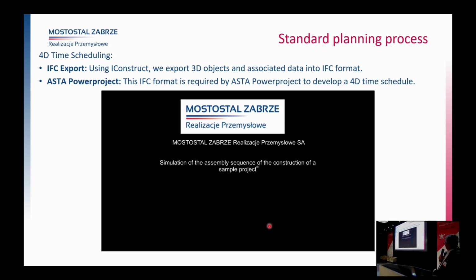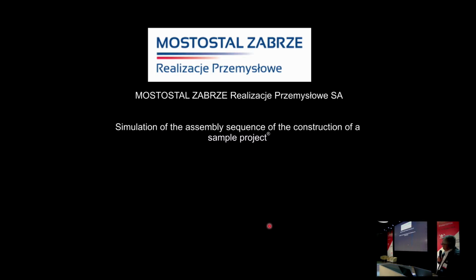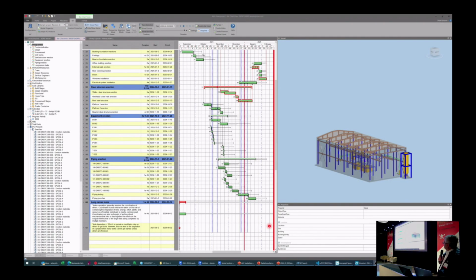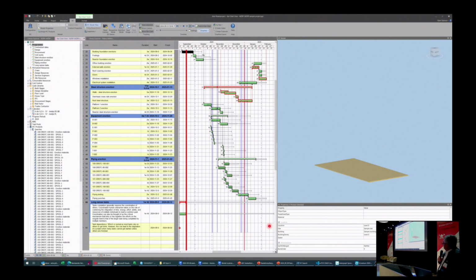And we are doing all of this to be able to export this Navisworks model into IFC format, because the Astapile project only accepts 3D models in IFC files, and then we are able to prepare such a simulation of the construction process.